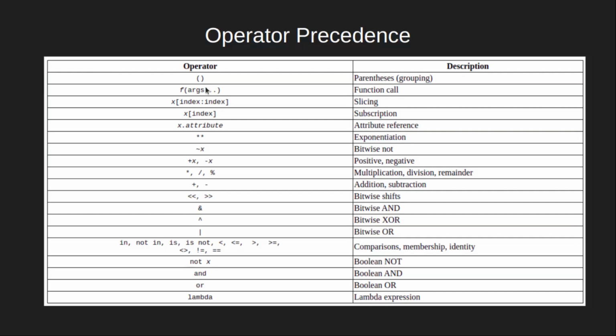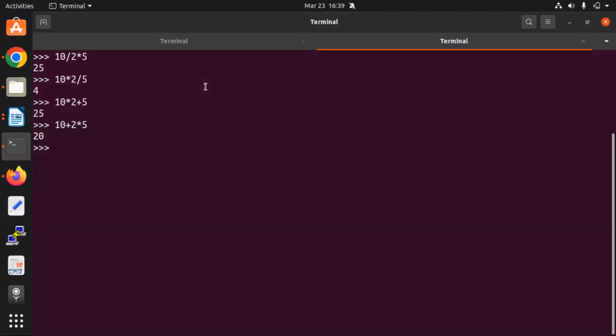So we have looked into different operators in Python, that is arithmetic, logical, bitwise, and comparison operators. Now whenever we want to create a bigger equation or bigger expression having multiple operators in it, it is important to know which operation is going to be performed first and which is going to be performed next. For example, say I want to do 10 plus 2 into 5.